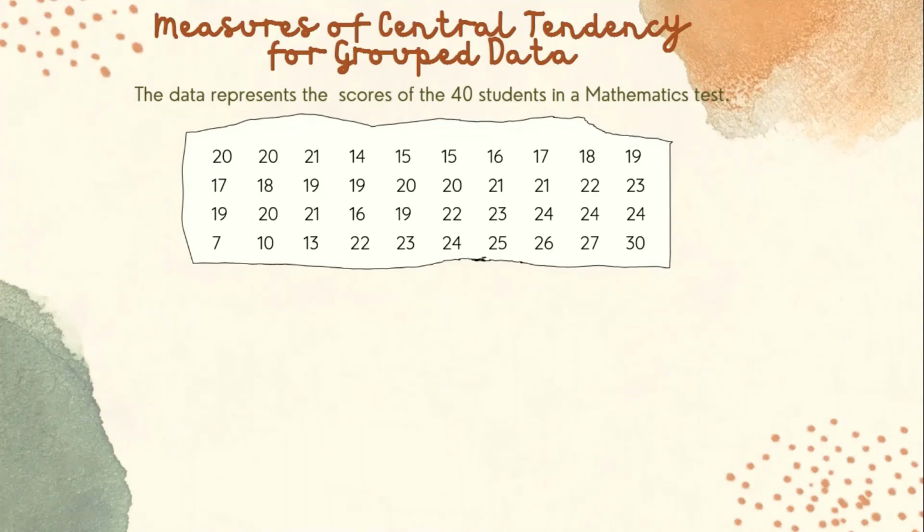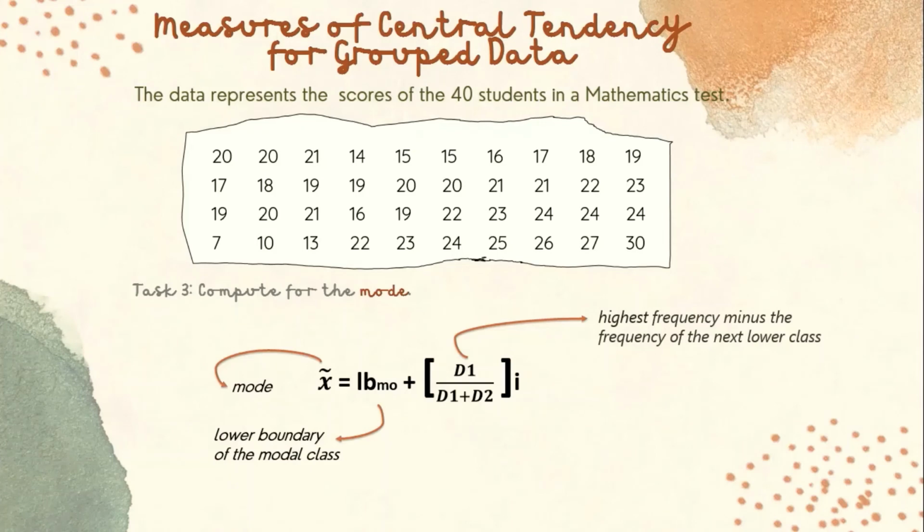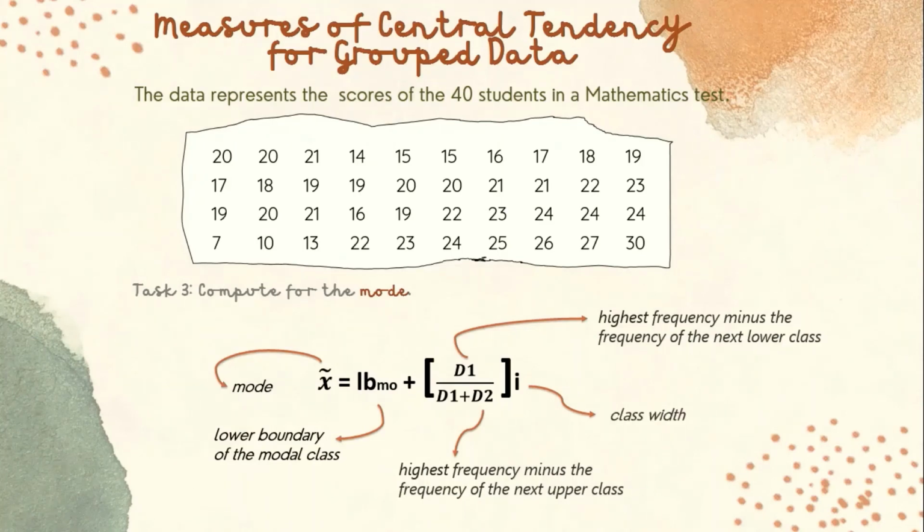To measure the central tendency of a group data, we can also use the mode. And this is the formula that you will be using, where X refers to the mode, LBMO refers to the lower boundary of the modal class added to D1 is the highest frequency minus the frequency of the next lower class. D2 is the highest frequency minus the frequency of the next upper class, and I is the class width.